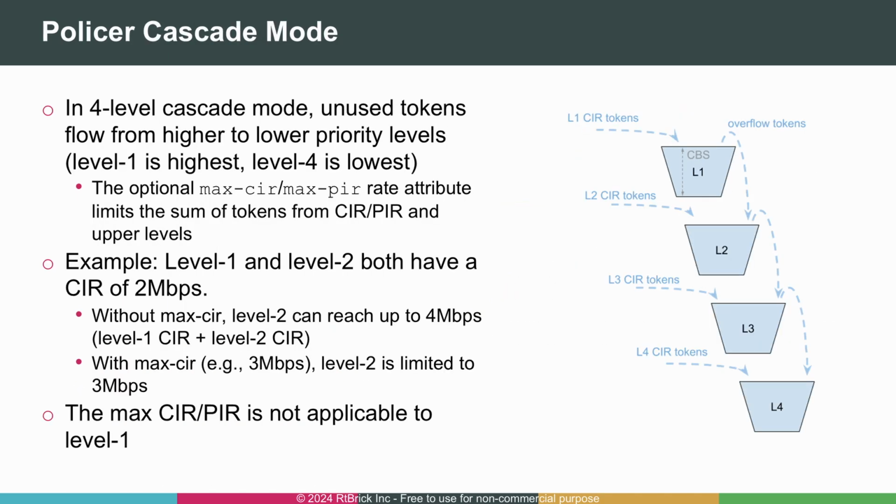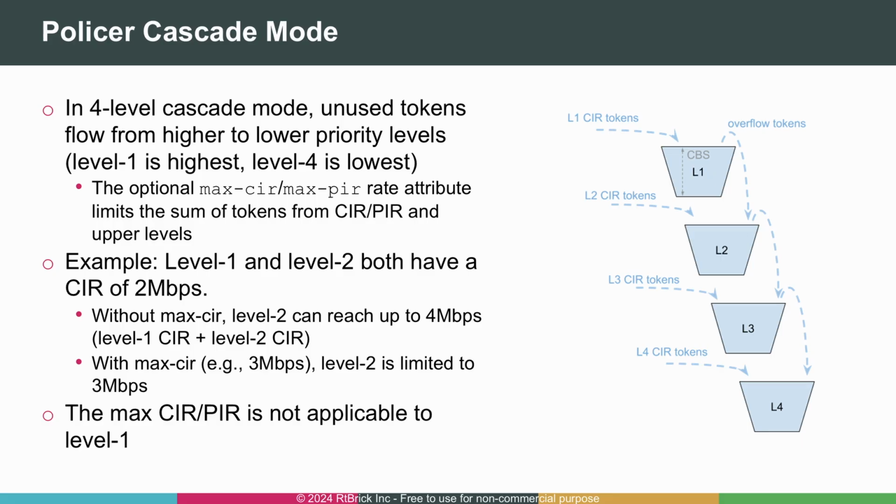We have already mentioned that RBFS supports up to 4 levels of policing, with level 1 being the highest priority and level 4 the lowest, providing more control over how traffic is managed across different levels of priority. This hierarchical structure allows for efficient bandwidth utilization by enabling traffic at lower priority levels to use any unused tokens from higher priority levels. For example, if level 1 is configured with a CIR of 2 megabits per second but only 1 megabit per second of traffic is used, the remaining 1 megabit per second can be passed down to level 2. By default, RBFS allows this sharing of tokens across levels.